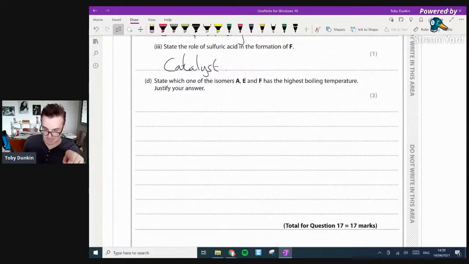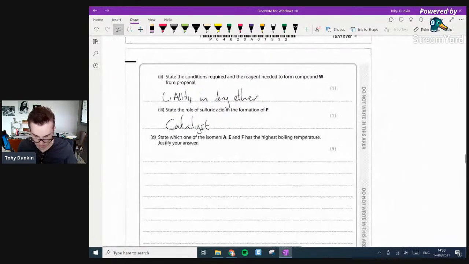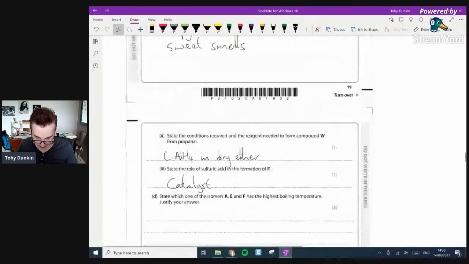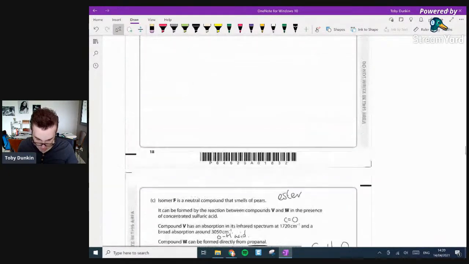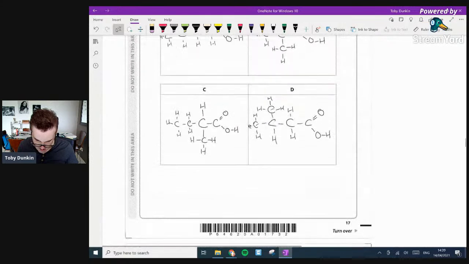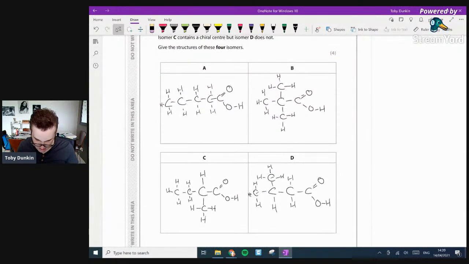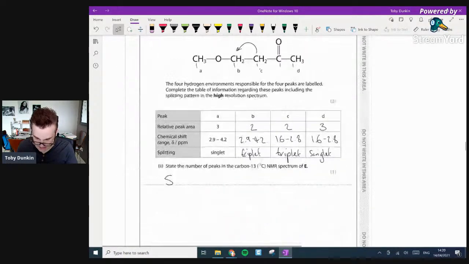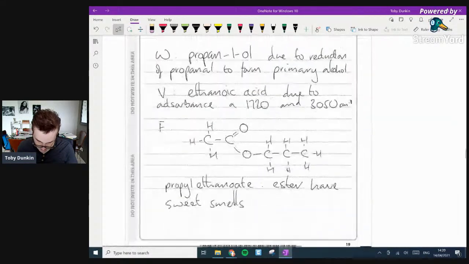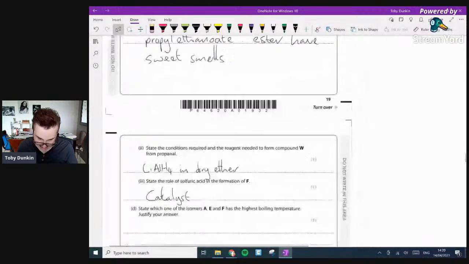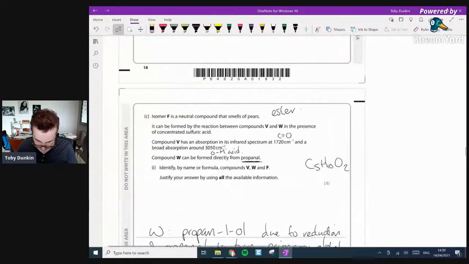State which one of the isomers A, E, and F has the highest boiling temperature and justify why. A, E, and F. So ester's pretty big. E or F. Pentanoic acid is going to have the highest hydrogen bonding, and it dimerizes. What was F? Oh, F was the ester. A and E. What was E?